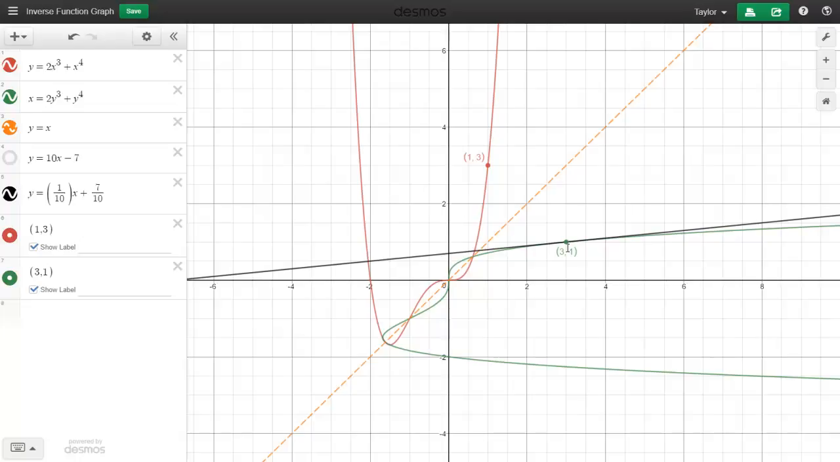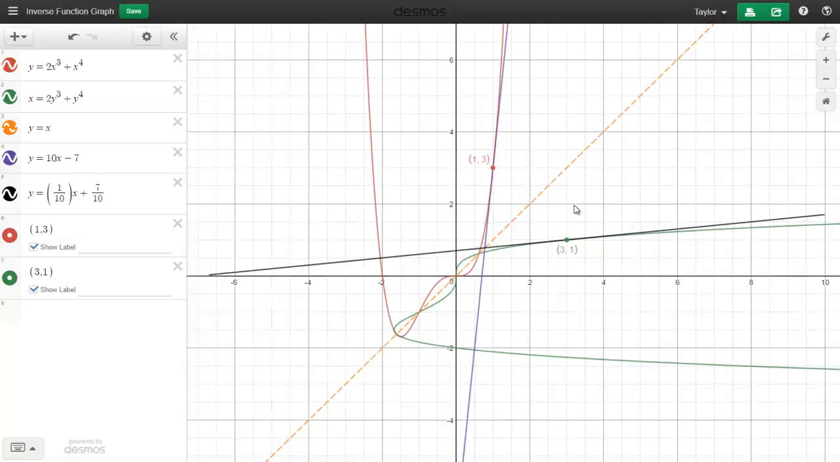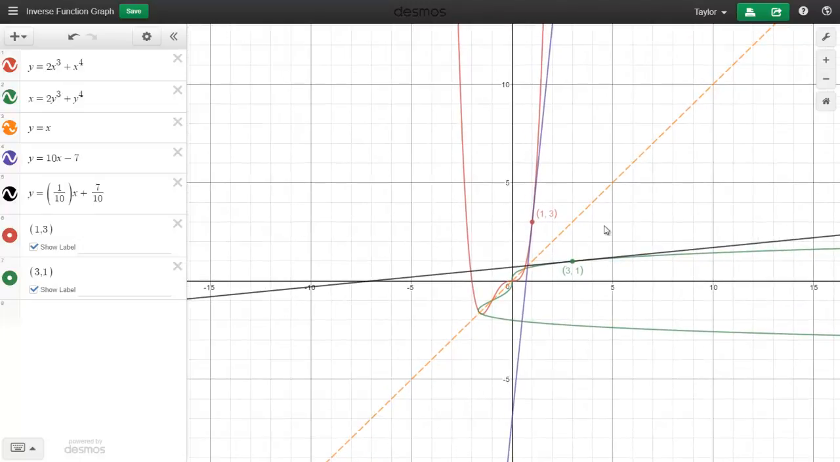Now, there is also a reciprocal relationship between the slope at this green point (3, 1) and the slope at this red point (1, 3). That is, the slope here is the reciprocal of the slope here. We said the slope here was 1/10. The reciprocal of 1/10 is 10, which means the slope here is going to be 10. And I've already found the equation of the tangent line. It's y equals 10x minus 7, and there you go. So there is everything we just talked about.